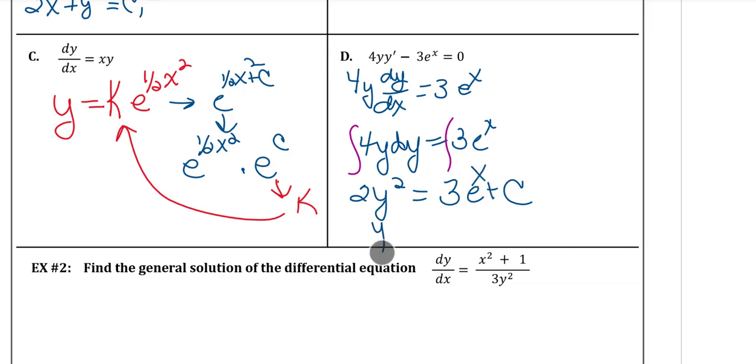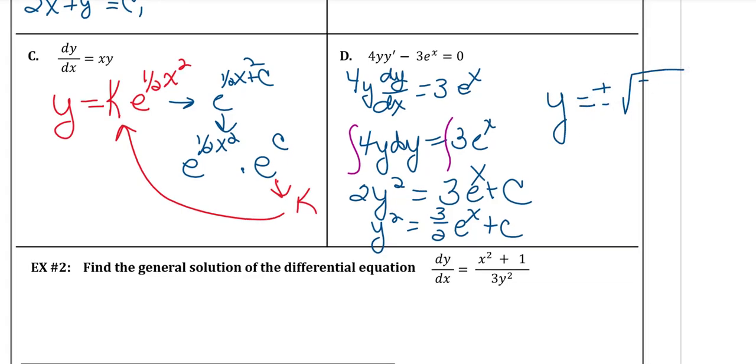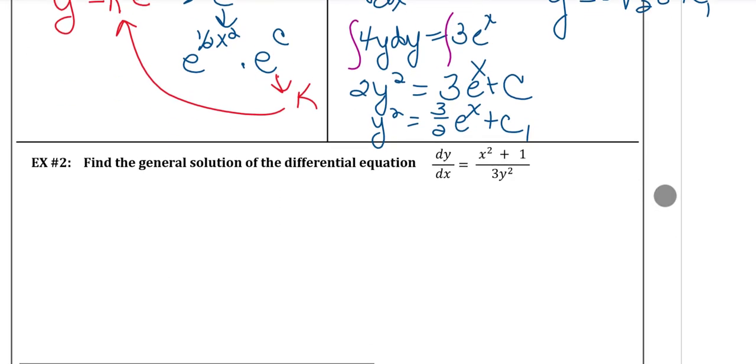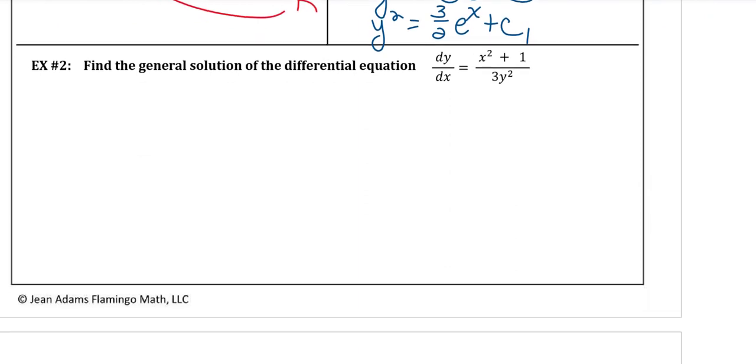So we'll have y squared equals 3/2 e to the x plus c. And again, you're going to take the square root, so you get y equals plus or minus the square root of 3/2 e to the x plus c. And again, that should probably be c1. Not that it really matters, because it's still a constant, but if you want to differentiate it from the other constant. Okay, so then example 2 is the same type of problem.